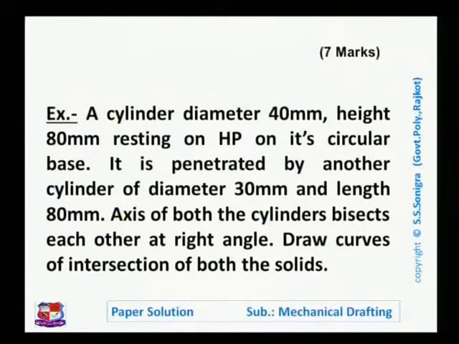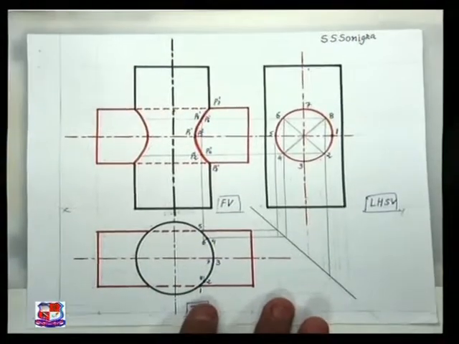So here the problem is similar to the previous one. The difference is that here a cylinder is given instead of a prism. It is penetrated by another cylinder of diameter 30 mm and length 80 mm. The axes of both the cylinders bisect each other at a right angle. Draw the curves of intersection of both the solids. So for this problem, first we draw a cylinder of the given dimension, that is 40 mm, as shown over here. The solution would appear like this.